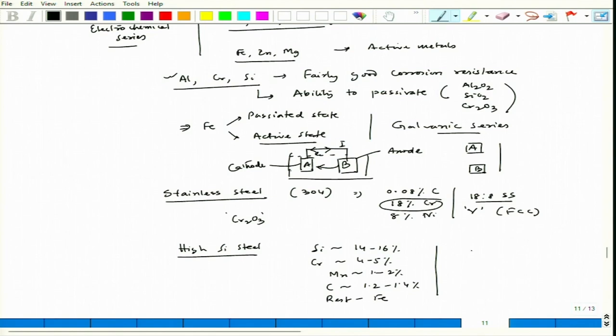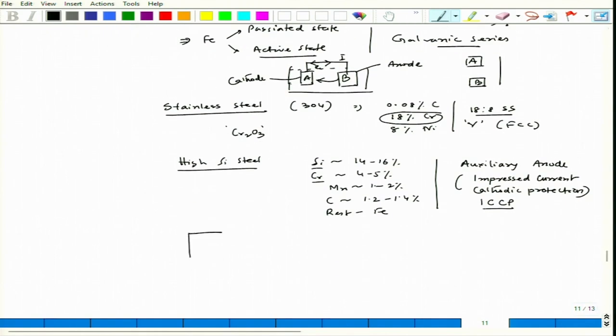The typical use of this high silicon steel is as an auxiliary anode for impressed current cathodic protection. In short we call it ICCP. We will talk more about this ICCP later on when we talk about cathodic protection, and in connection to that we will come to know about anodic protection also. At this moment we see that because of those passive layer forming elements, we have a serious degree of corrosion resistance. Now, what is the use here?